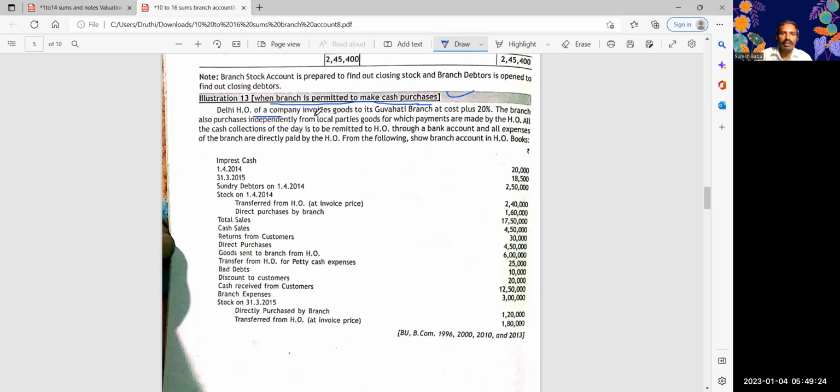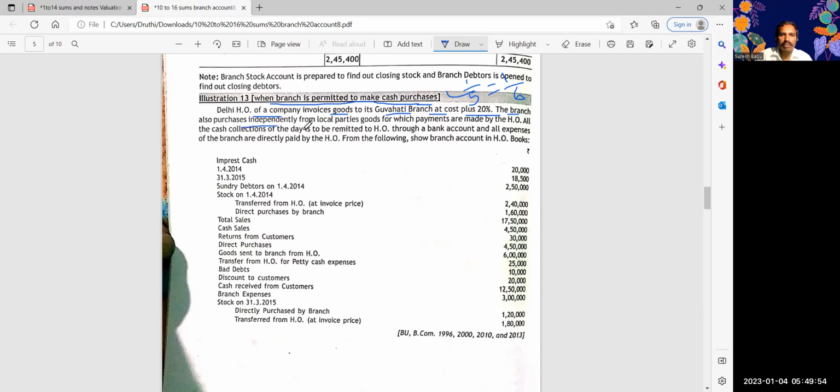Delhi head office of a company invoices goods to its Guwahati branch at cost plus 20%. Remember, cost plus 20% means 1/5. It is already given, but it is to be converted when the profit is to be calculated. It is to be made 1/6.